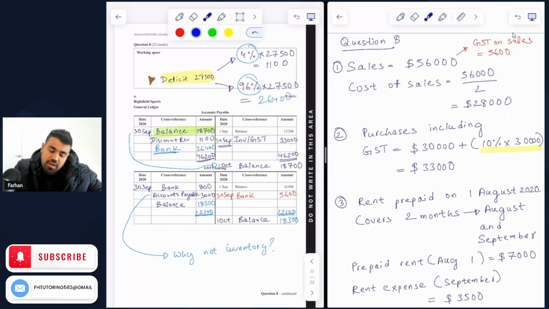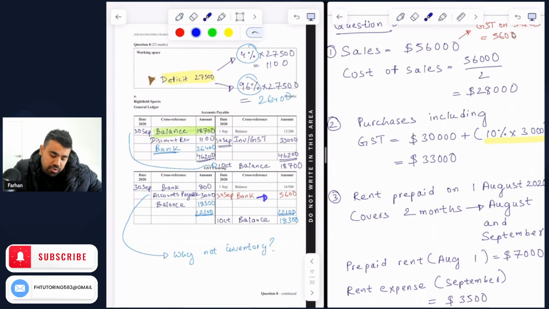Right, so GST on sales is increasing our obligation. That is why we're including that on the credit side to reflect the fact that liabilities have increased because of the credit sales, and that is 5,600. The reason I wrote bank is because you're making all the sales for cash. So whatever GST you received obviously had come to the bank account.